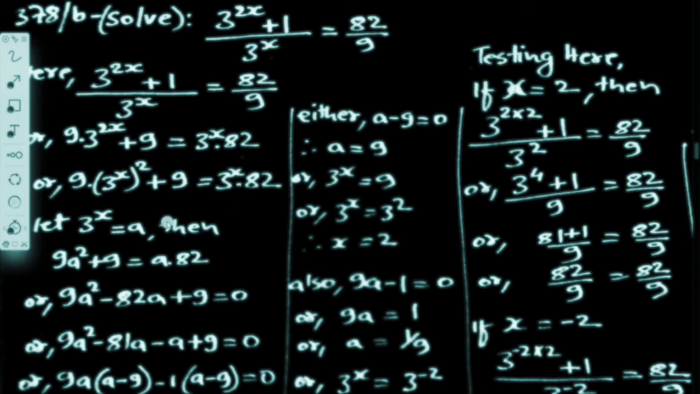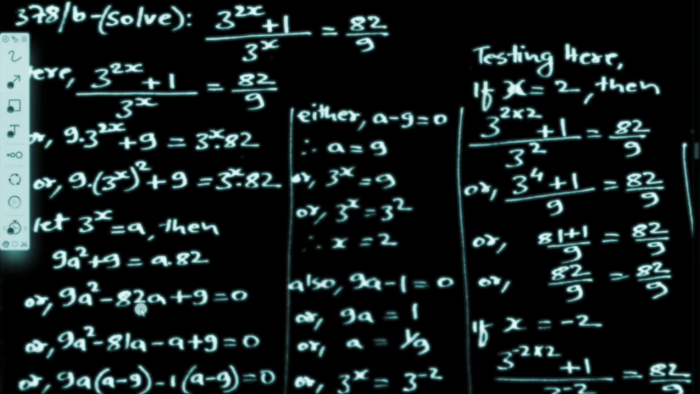Now to make our calculation easy, let's replace 3 power x with a. Let 3 power x equal a. Then 9 into 3 power x squared means 9a squared, plus 9 equals 3 power x into 82, which means a into 82. Or 9a squared minus 82a, because 82a has changed its side, plus 9 equals 0.